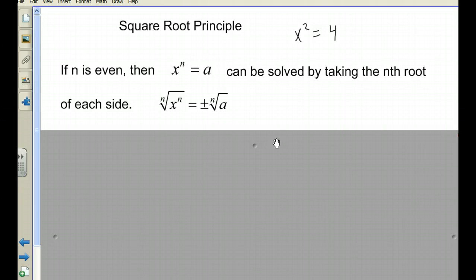You can write this down. But the basic idea of this principle is this: when you take the square root of both sides to solve this equation, you must put plus or minus on one side. So don't forget that. It's really easy to forget. I always put it on the side opposite of the variable. So I say x, because the square root of x squared is x, equals plus or minus 2.